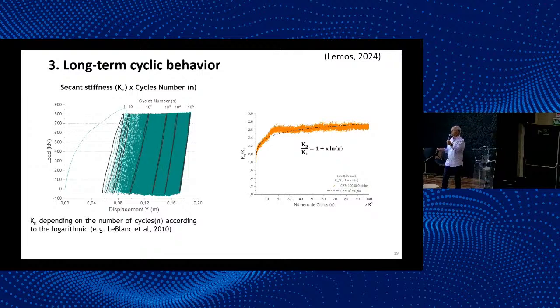We have measured stiffness. You see this stiffness here. The stiffness goes like that. K_N to K_1, it varies like this, in a logarithmic fashion, let's say. That's an interesting result as well.